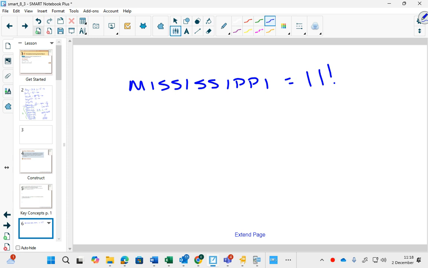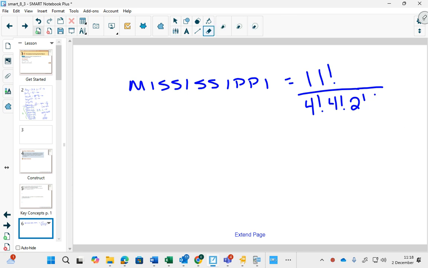But you have identical letters. You have 4 I's, so you would have to divide by 4 factorial. You have 4 S's, you'd have to divide by 4 factorial again. And you have 2 P's, you'd have to divide by 2 factorial. If you wanted those M as 1 factorial, you could, but that's redundant, doesn't need to be there. And so the number of ways that we could take something like Mississippi and rearrange them looks like this.